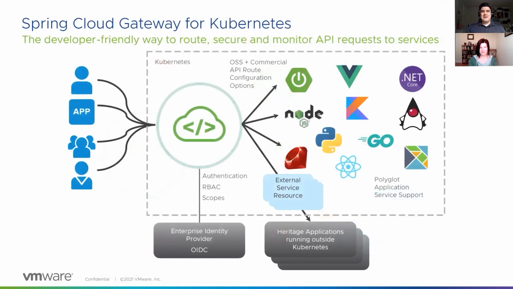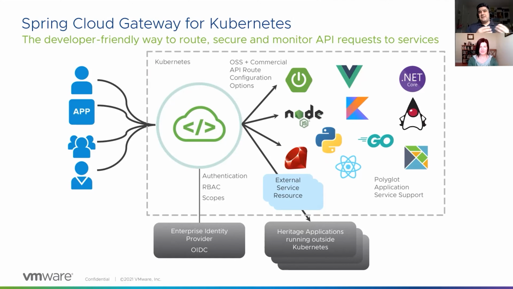So that's why we introduced Spring Cloud Gateway for Kubernetes. It's the developer-friendly way to route, secure, and monitor API requests to services. I'm going to show you the developer friendliness in a bit, but the idea is that we're providing a solution out of the box you can deploy on any Kubernetes. You can connect it to your enterprise identity provider for single sign-on, and then all requests can be authorized through that single sign-on experience.